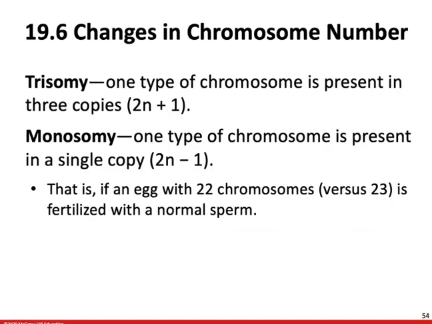A trisomy is what occurs when we have one type of chromosome present in 3 copies. So when you end up with an extra copy of a chromosome, this is said to be a trisomy. When you end up one short of a chromosome, so you have too few chromosomes, this is said to be a monosomy. Tri meaning 3, mono meaning 1. There's only one type of chromosome that's going to be present. So we might see an egg with 22 chromosomes instead of 23 chromosomes, which could then be fertilized with a normal sperm. We're going to end up with an individual with 45 chromosomes instead of 46.